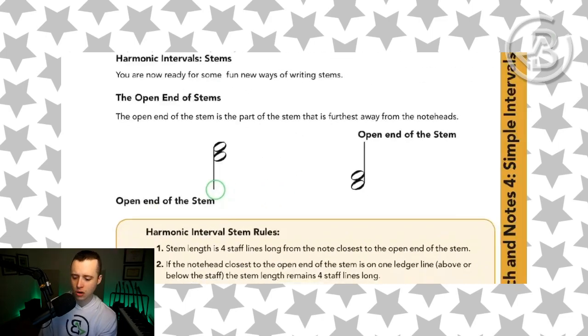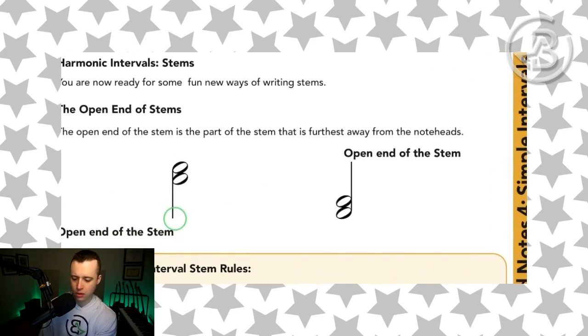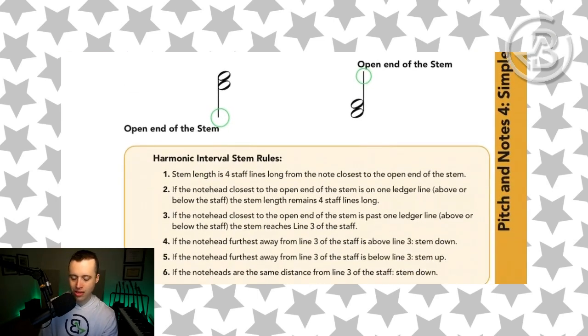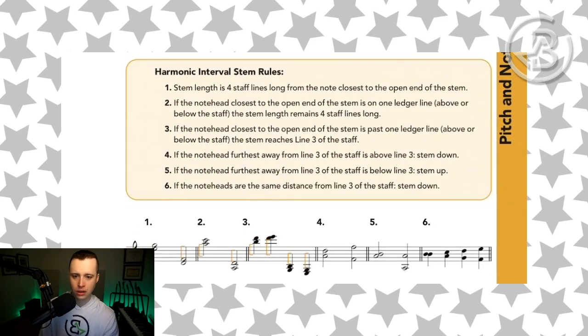Now, this term does also work for when we only have 1 note head, or even 3 or 5 or 7 note heads. The part of the stem that is the furthest away from the note heads, we're going to call that the open end of the stem. Open because there are no note heads on it. So let's look at our stem rules and understand how they look in real life. You're going to see that a lot of these rules actually match up with the stem writing rules you already know, and we're just going to add a couple extra little things in there.